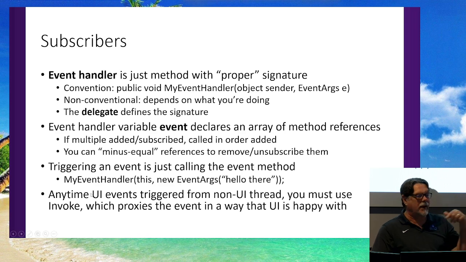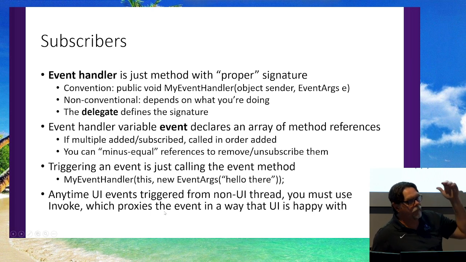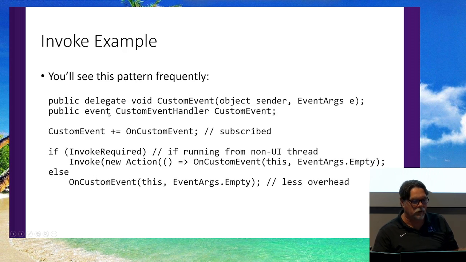Yeah, and then a reminder from my comment earlier, this is when that starts to apply. We can't call UI events from a non-UI thread. So anytime you're triggering and you want that execution to happen on the UI thread, you have to use this invoke thing. So I'll show you an example here of what this looks like.